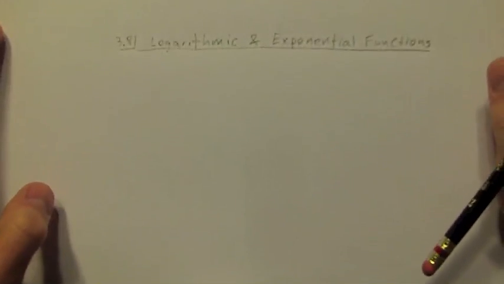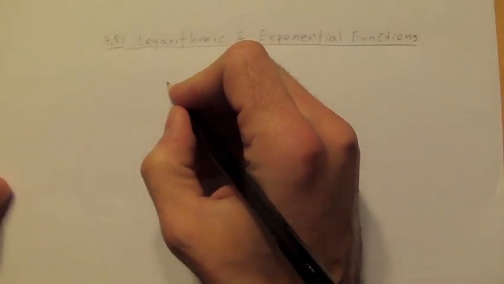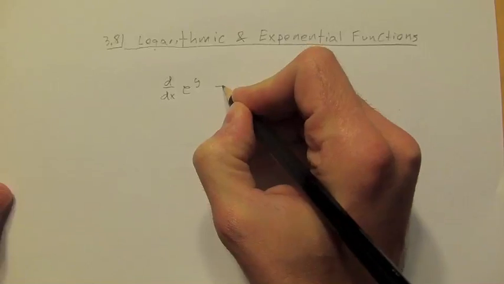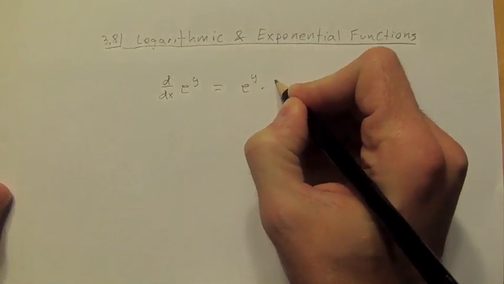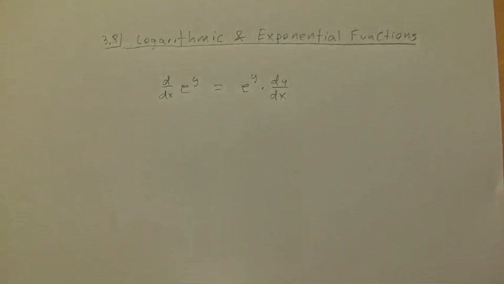All right, hello class. Today we're going to be talking about section 3.8, which is on logarithmic and exponential functions. We haven't talked about logs yet, but the exponential rule that we have right now is that the derivative of e to the y is itself times dy dx. So the derivative of e to the x is itself, the derivative of e to the stuff is itself times the derivative of the stuff.